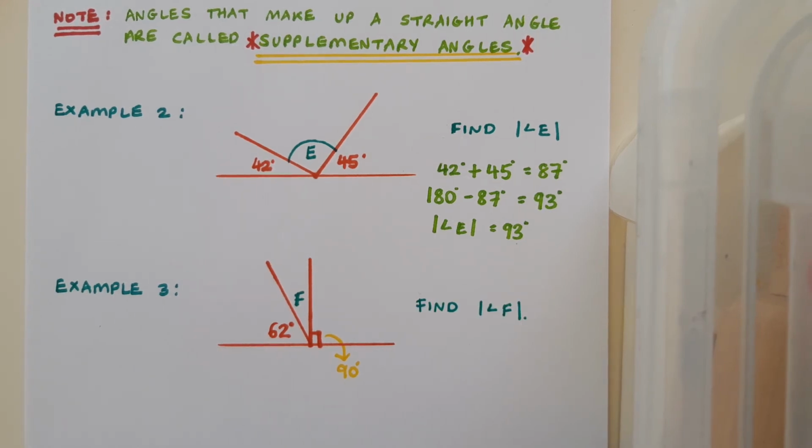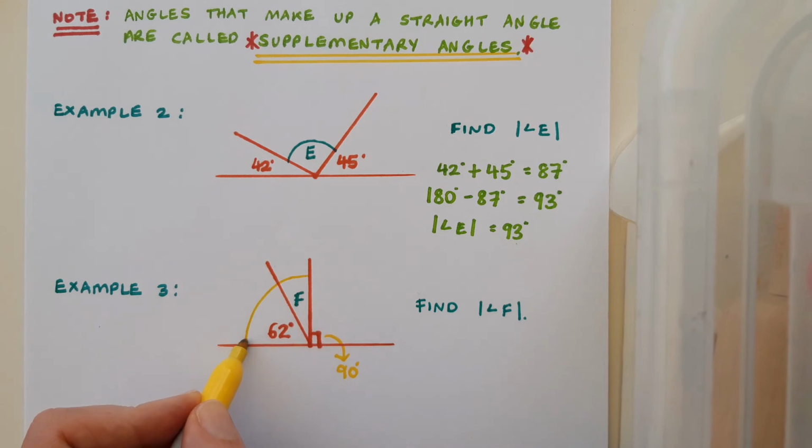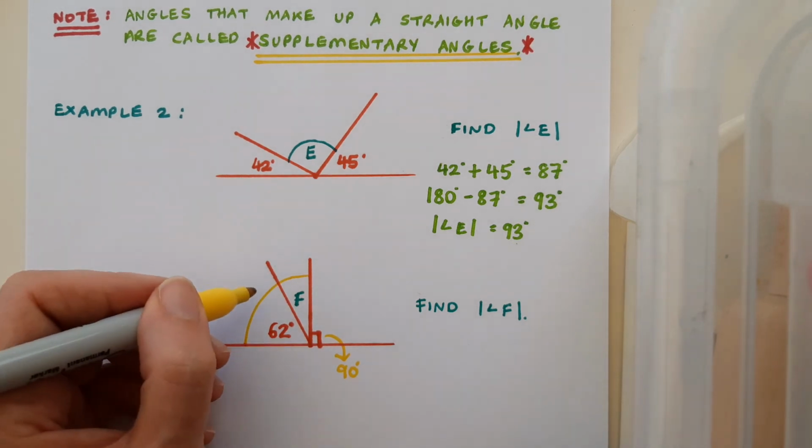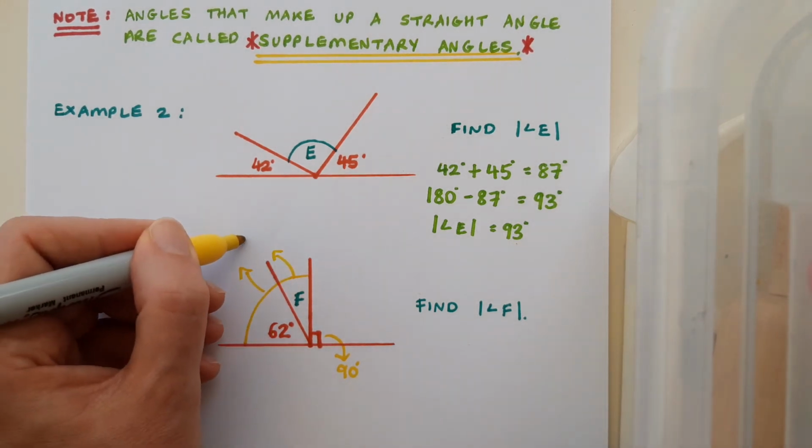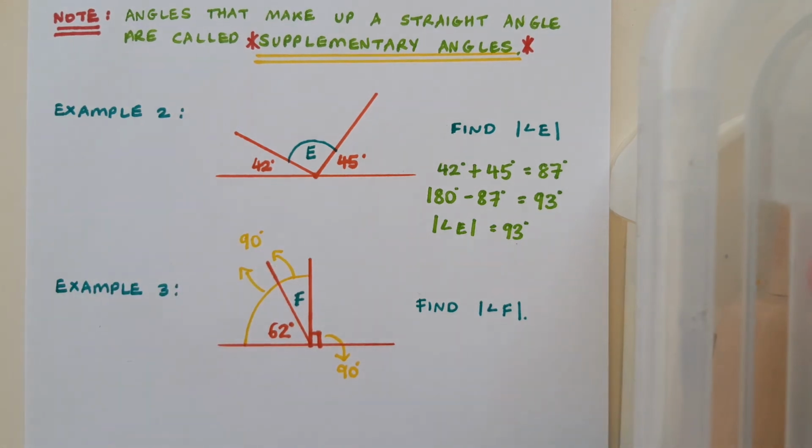Pause the video here for a moment and see if you can calculate the size of the angle F yourself. Do you notice any shortcuts to do this? You might notice that since we have a straight angle and one of the angles is 90, the other pair of angles on the left-hand side here must also add up to 90 degrees. And this will always be true.